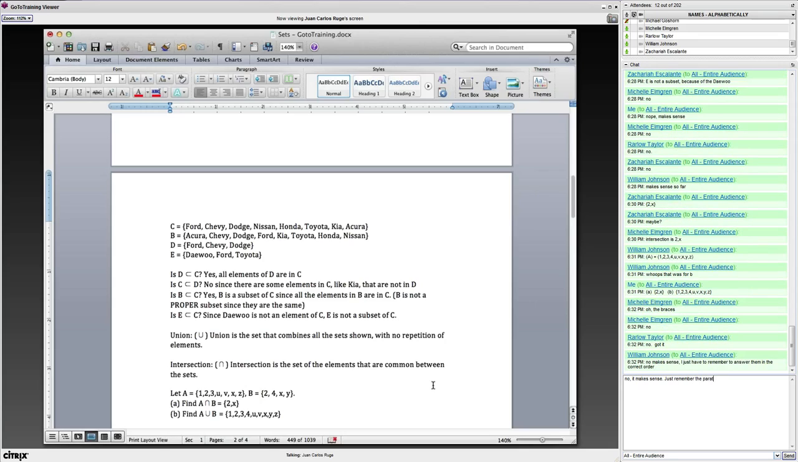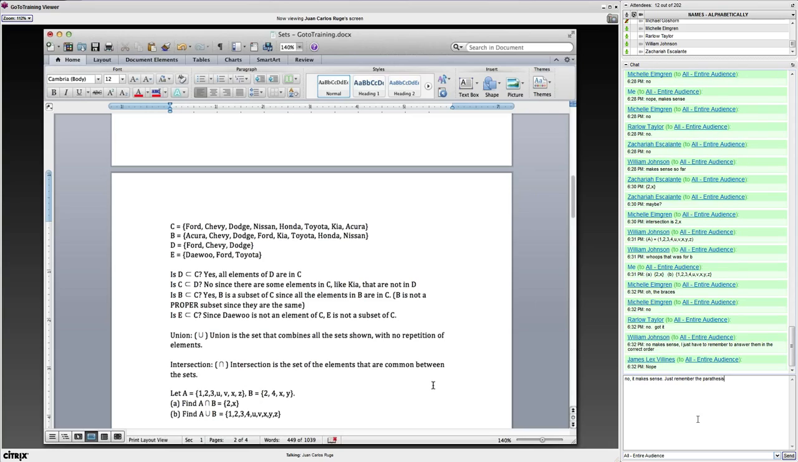Okay, so every time that a definition says set, don't forget the braces, don't forget the commas. William, you don't need the correct order. There is no correct order since order doesn't matter.